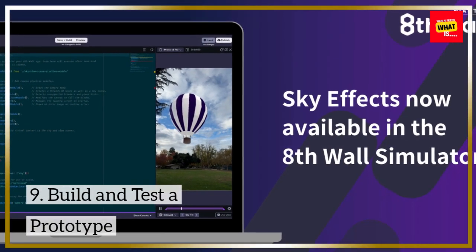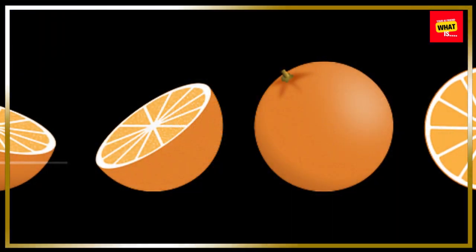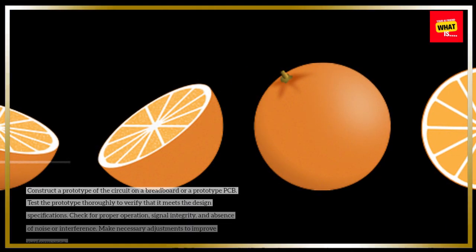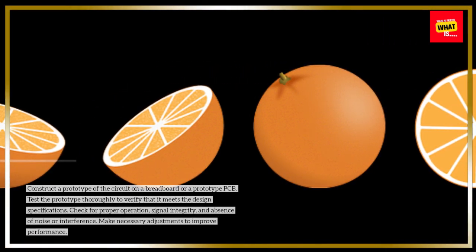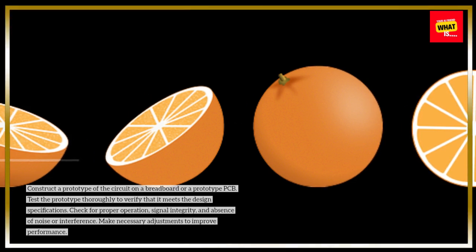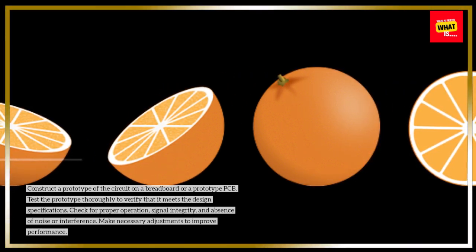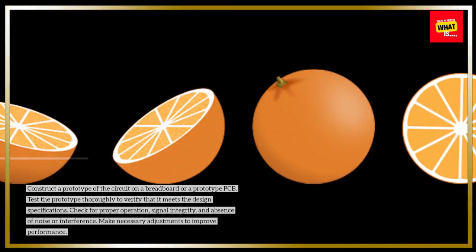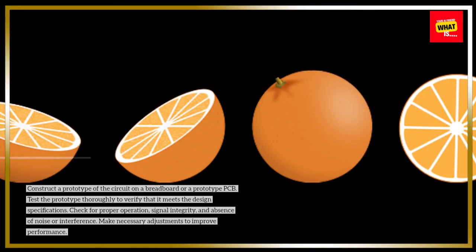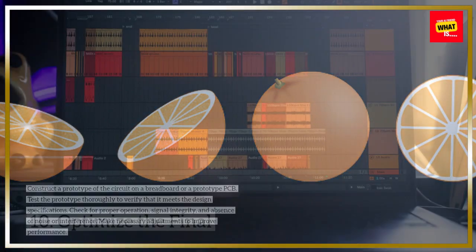9. Build and test a prototype. Construct a prototype of the circuit on a breadboard or a prototype PCB. Test the prototype thoroughly to verify that it meets the design specifications. Check for proper operation, signal integrity, and absence of noise or interference. Make necessary adjustments to improve performance.